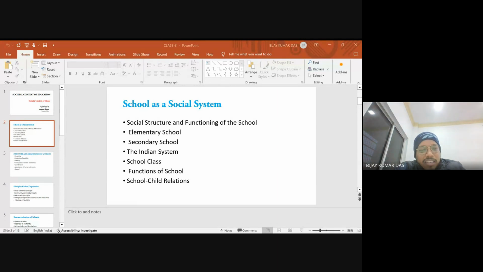So we can say that this is the time when the child or the student tries to explore the inherent talent within the learner.